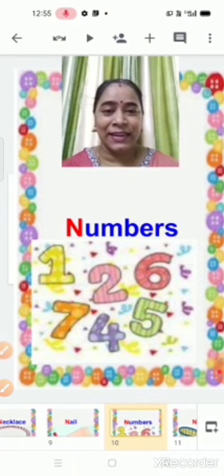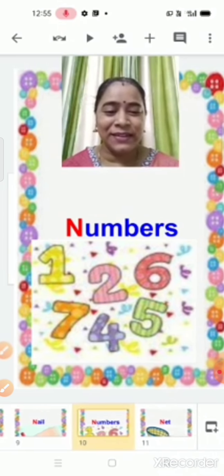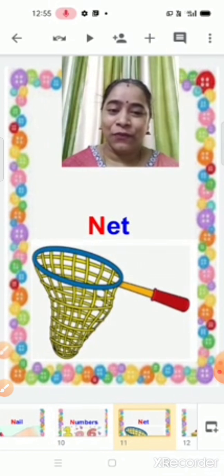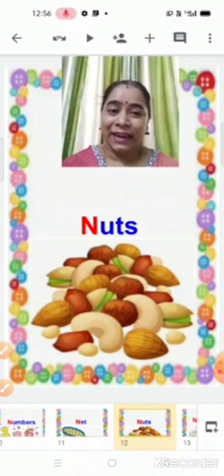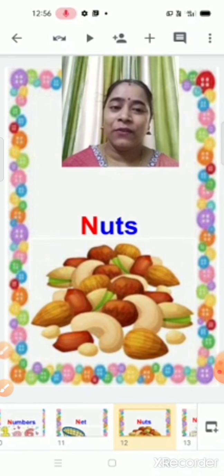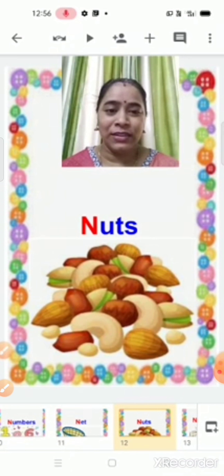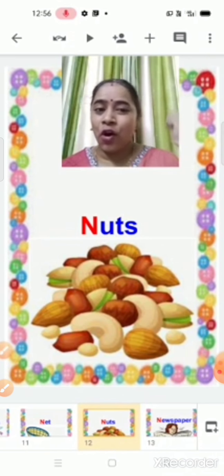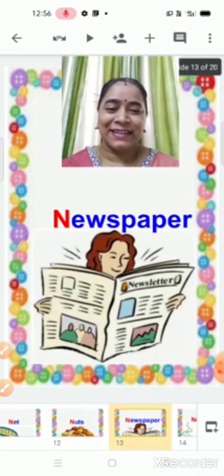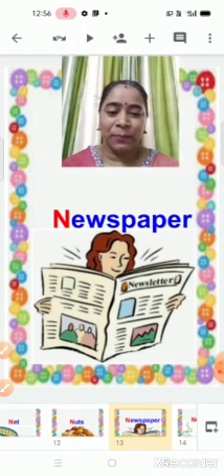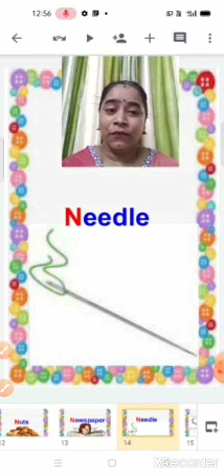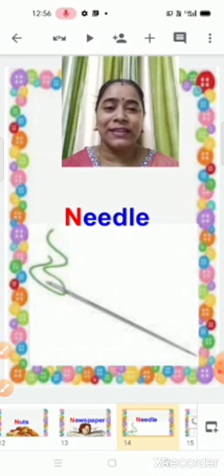What are these? Yes. N for numbers. N for net. N for nuts. You all eat, no? Yes. You become strong. Yes. N for newspaper. N for needle. Yeah, your mama is using this.